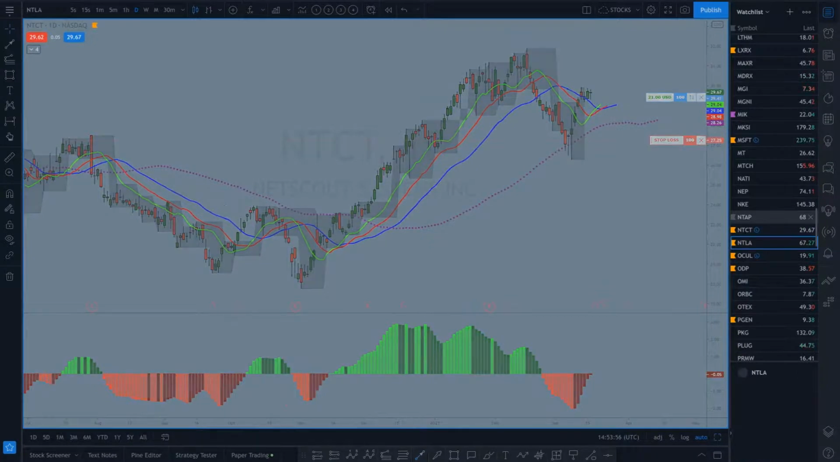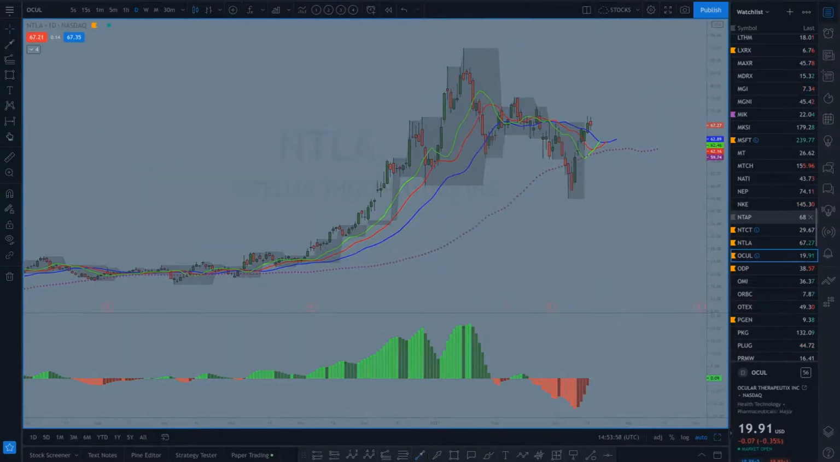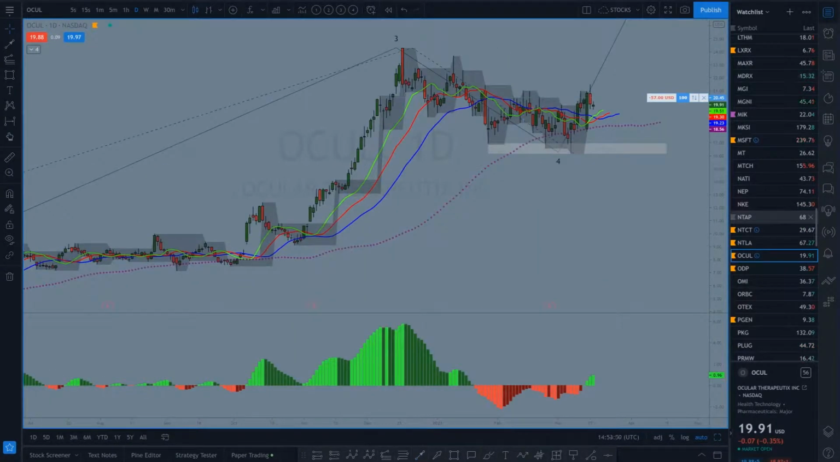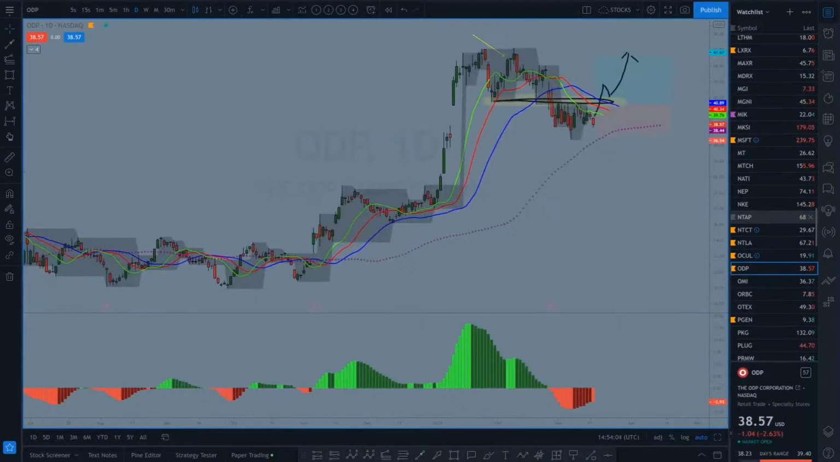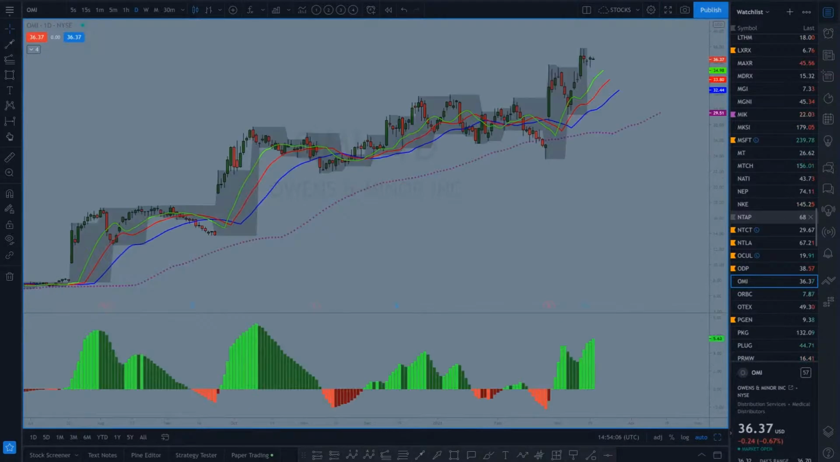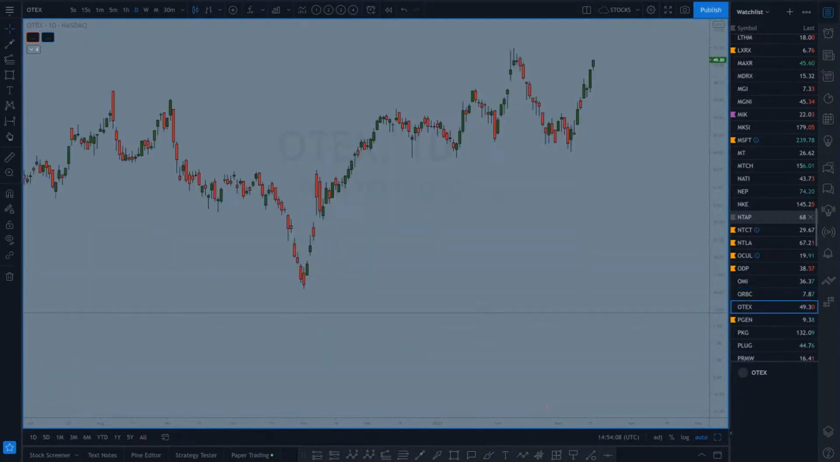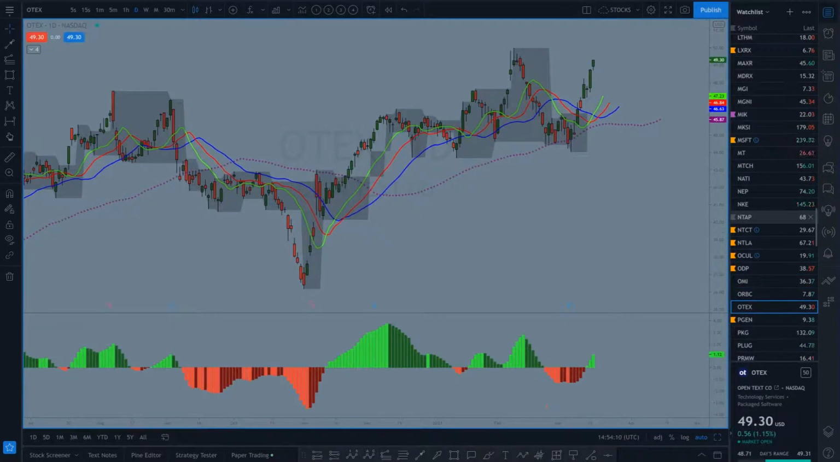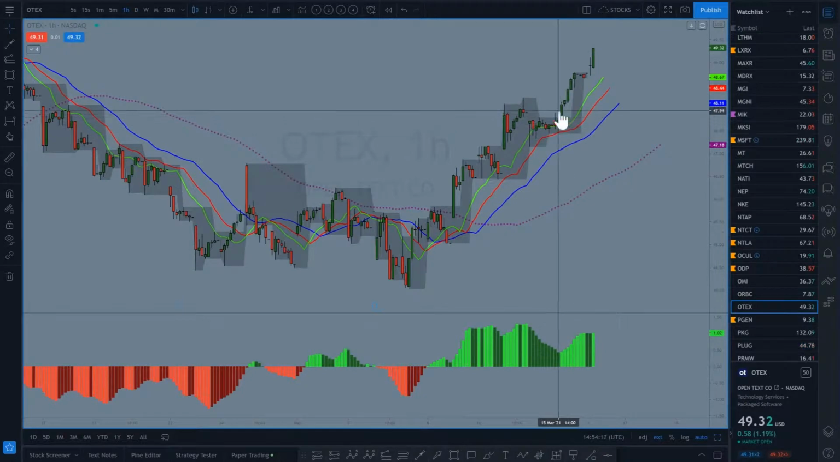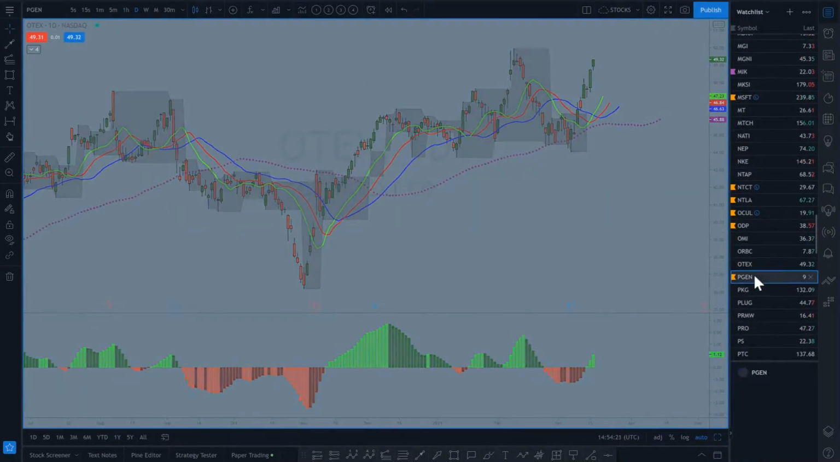NTCT, big box. NTLA, big box. OCUL, again, big box, but I'm in it and I'm stubborn. ODP, OMI, ORPC, OTEX, inside candle. That would have been a nice setup over here. Forget it.